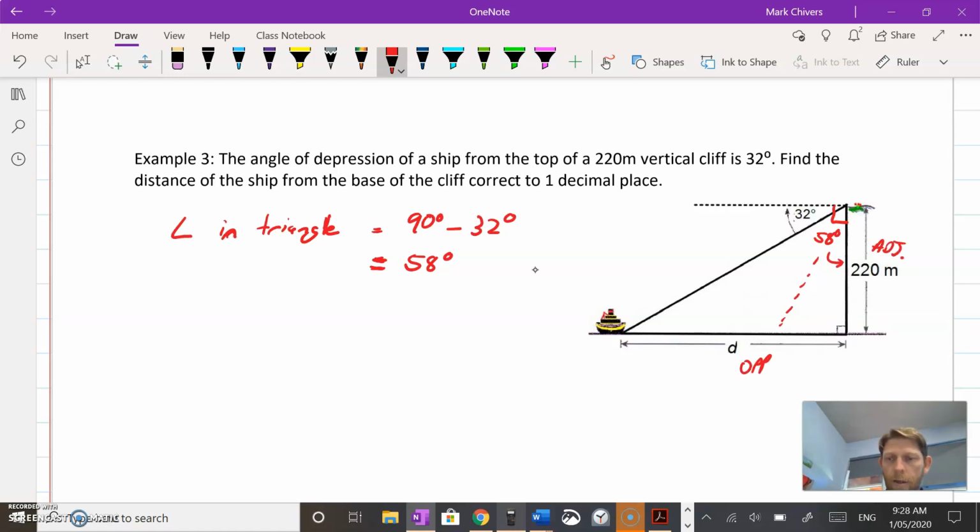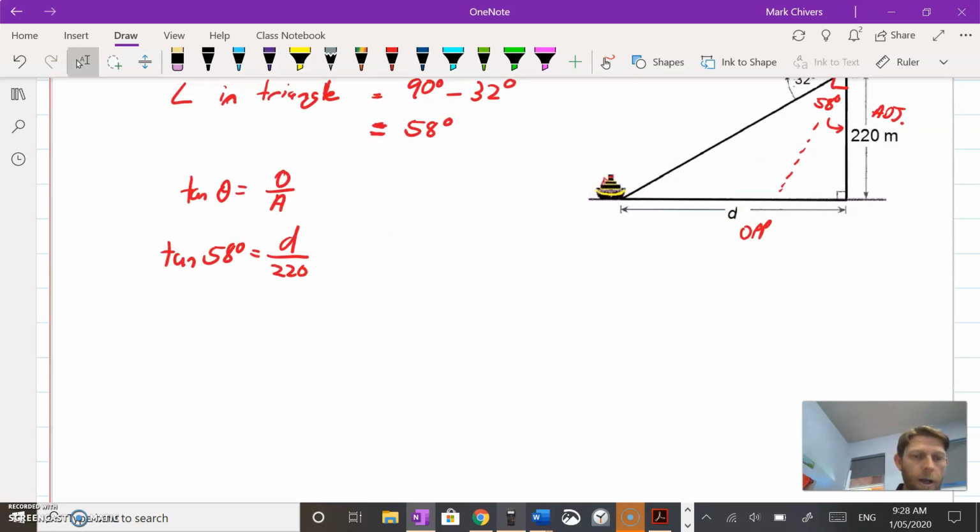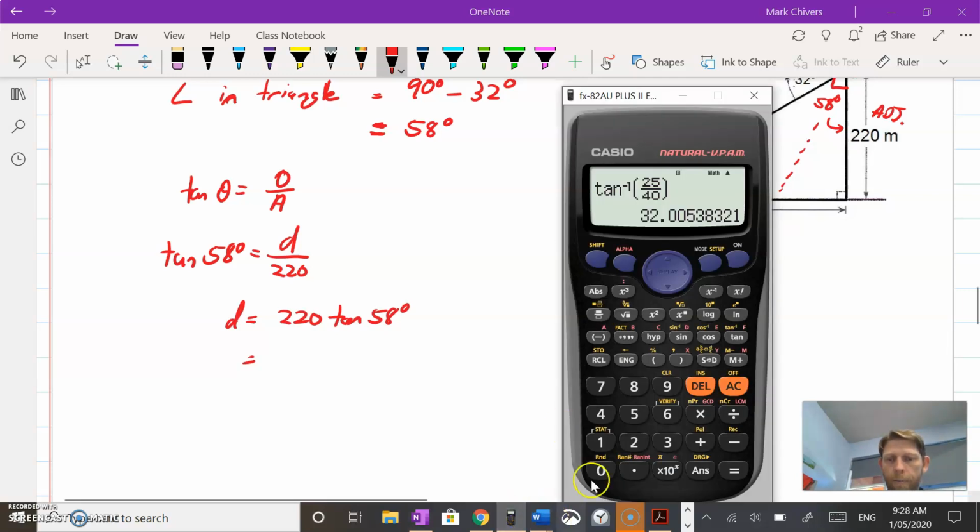So once again, this is an area where tan comes in. Tan theta equals the opposite over the adjacent, but in this particular case, we know the angle, so it's going to be tan of 58 degrees equals the opposite, which we don't know, that's just D, over the adjacent, which is 220. So in other words, I'm just going to change sides here. D equals 220 tan 58 degrees. And once again, we plug that into our calculator.